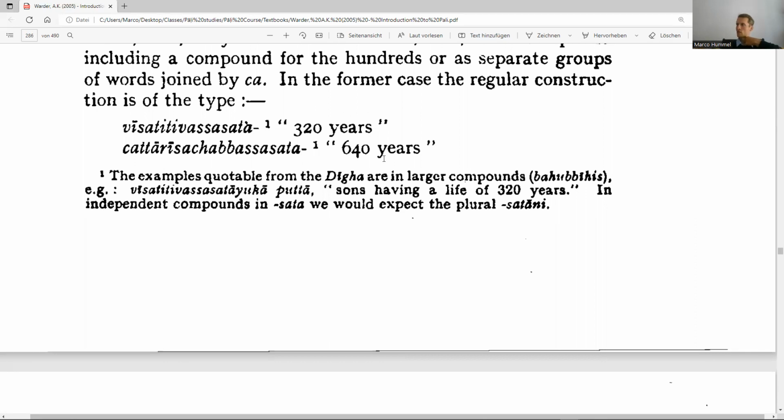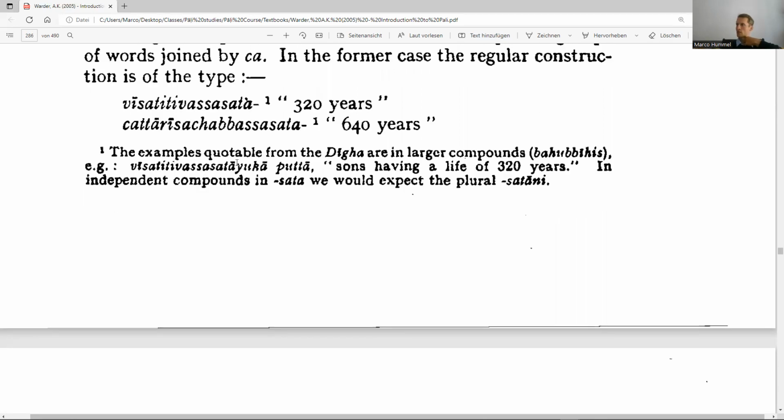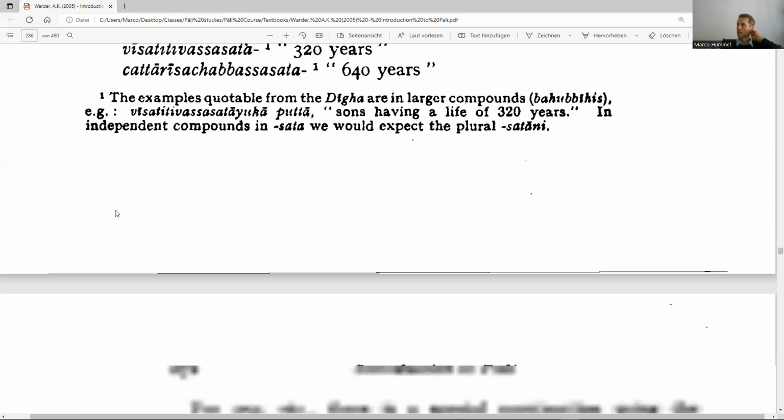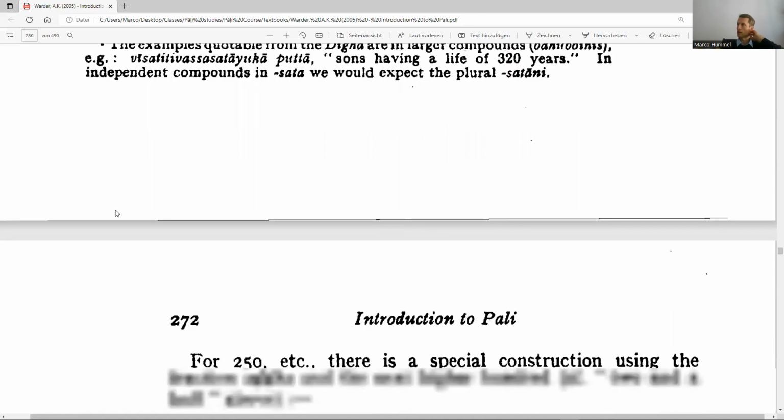Satchabasasata, 640 years. So the examples quotable from the Diga are in larger compounds, Bahubihis, for example, Visatitivasa Satayuka Putta, sons having a life of 300 years, and 20. In independent compounds in Sata, we would expect the plural Satani.